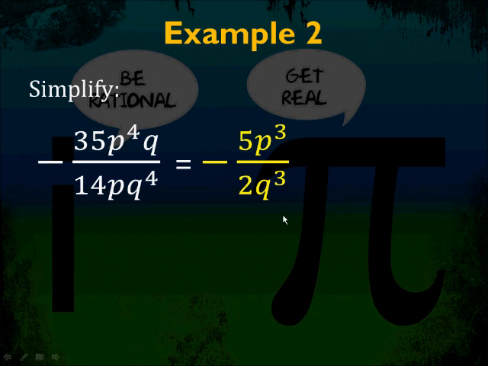And again, you do not want a negative exponent in your final answer. So you're basically canceling out what you can cancel out and leaving positive exponents where appropriate.